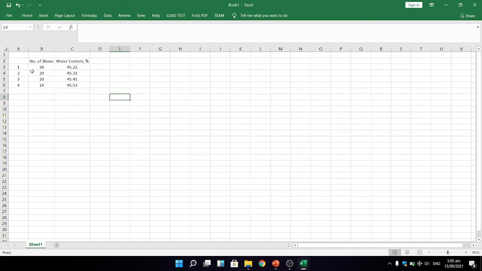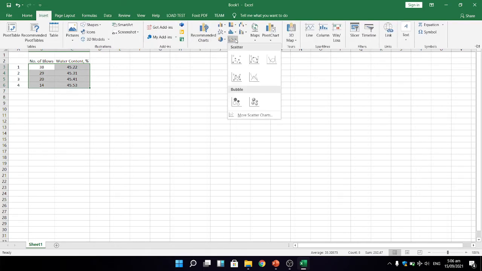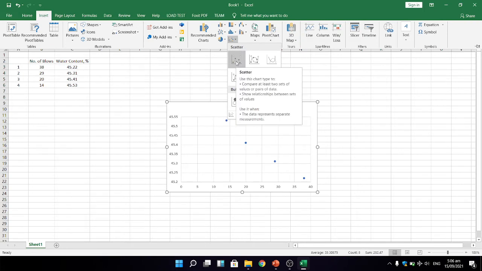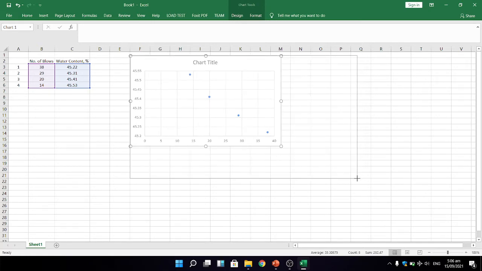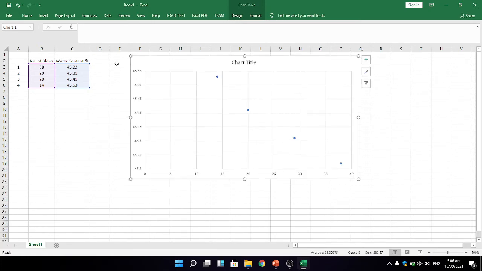So this should be plotted in a semi-logarithmic graph. The x values are the number of blows, and it should be logarithmic, and then the y values are the moisture contents. So we will insert a scatter chart. Notice that the x and y axes are linear, so we will have to change that.